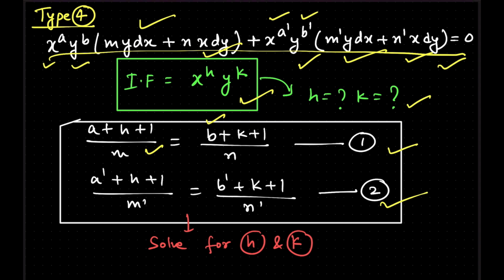If you see here, (a plus h plus 1) divided by m is equal to (b plus k plus 1) divided by n. Here the a and m values you will find by comparing this general form with our equation that we have to solve. So we will see how we will apply this.